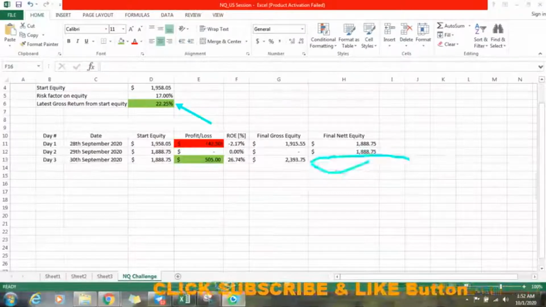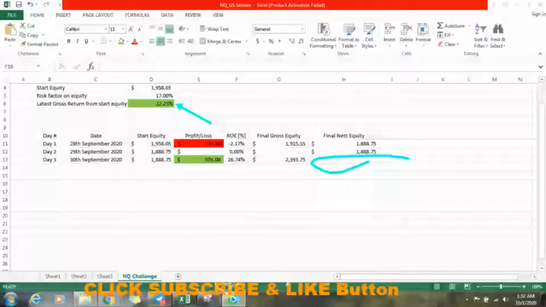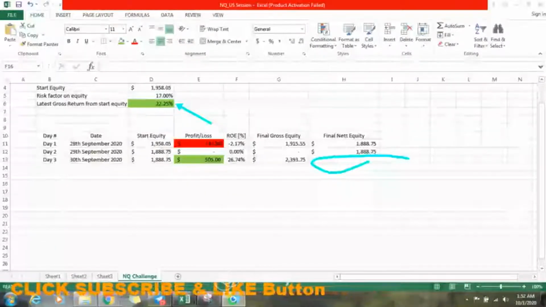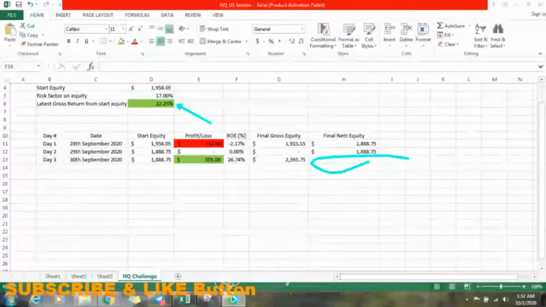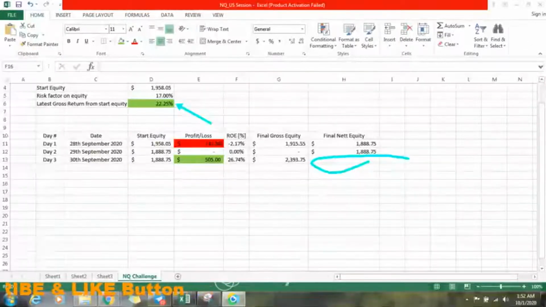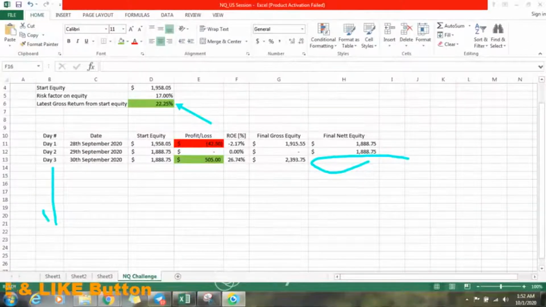I will update in the next video on day 4 if we have a trade or a good signal on day 4. So still good at this moment. There is one loss and one win, so the winning rate is about 50% so far. So let's see how far this trading may go.